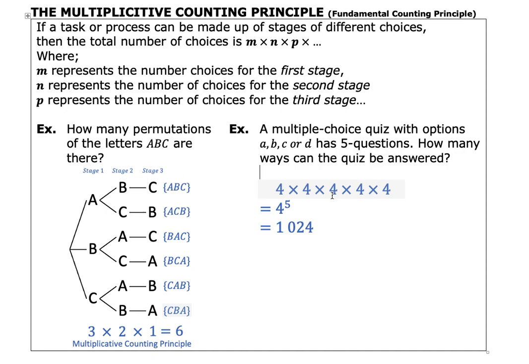So we can use the convention of exponents to write repeated multiplication. Instead of typing this into our calculator, it's repeated, so you might make an error. Try to abbreviate this using 4 to the power 5 and evaluate. And there's 1,024 ways in which this quiz can be answered. And you can imagine this would be challenging, if not impossible, to draw on a piece of paper. So we're going to try to extend this in a more general sense.